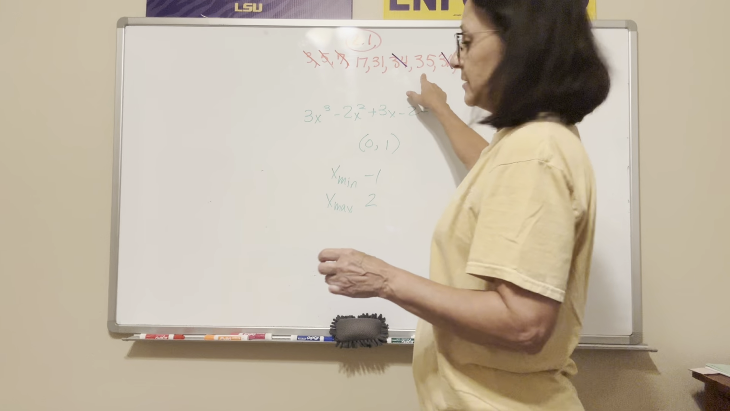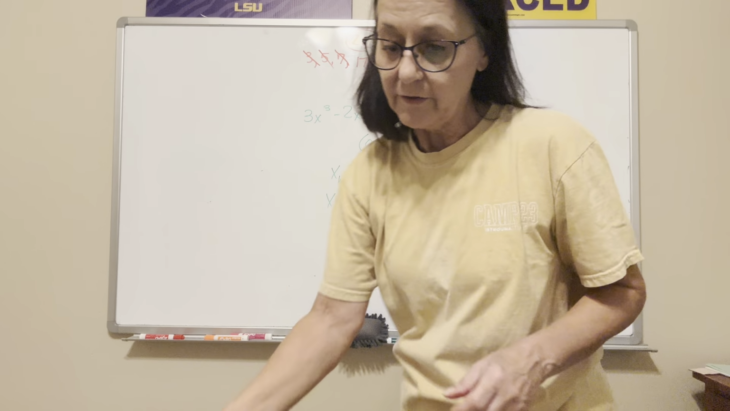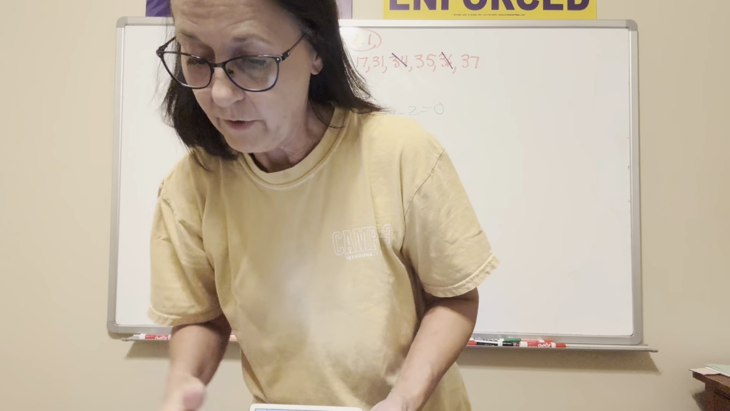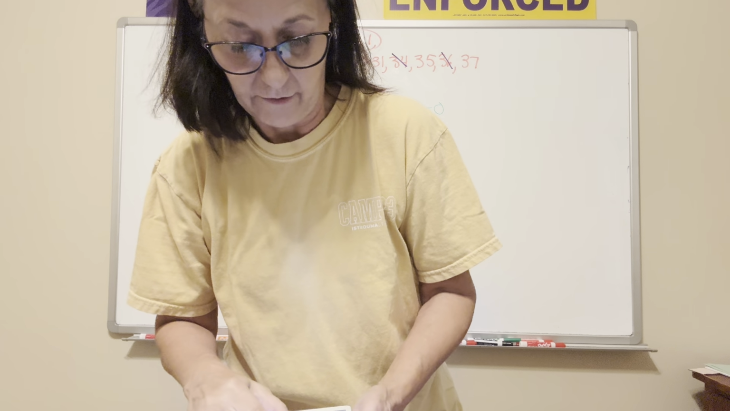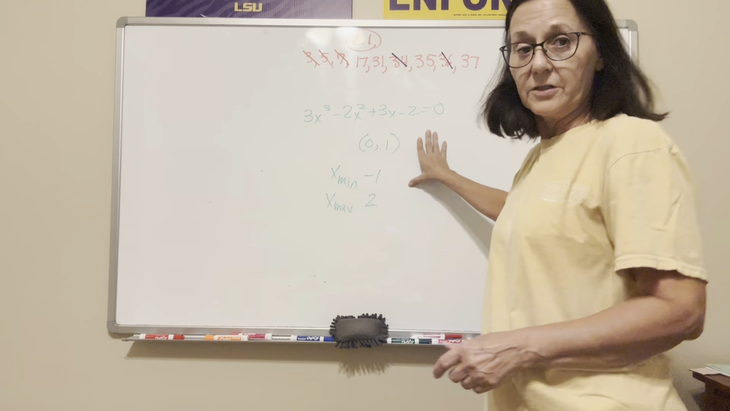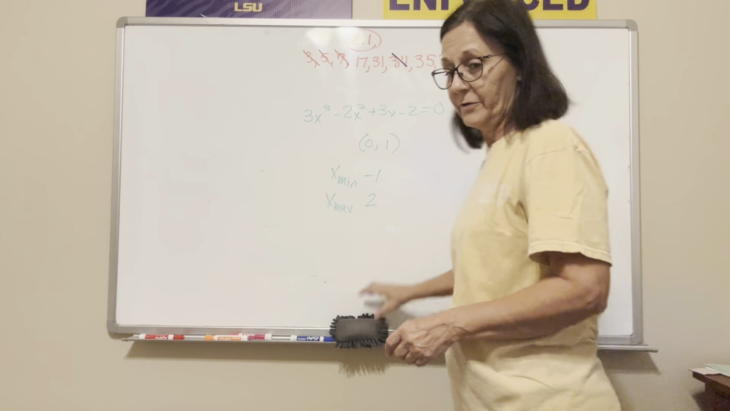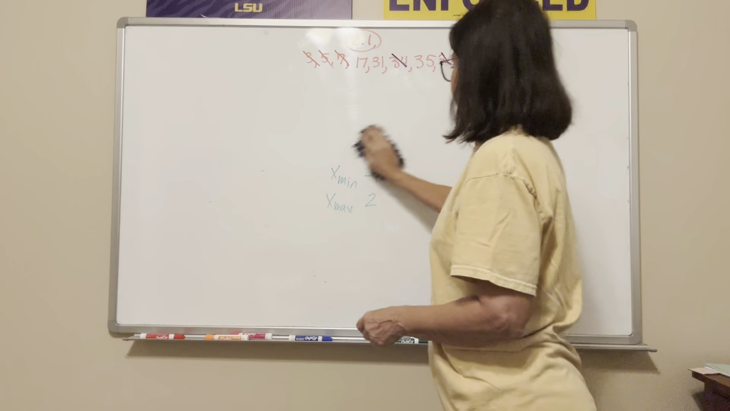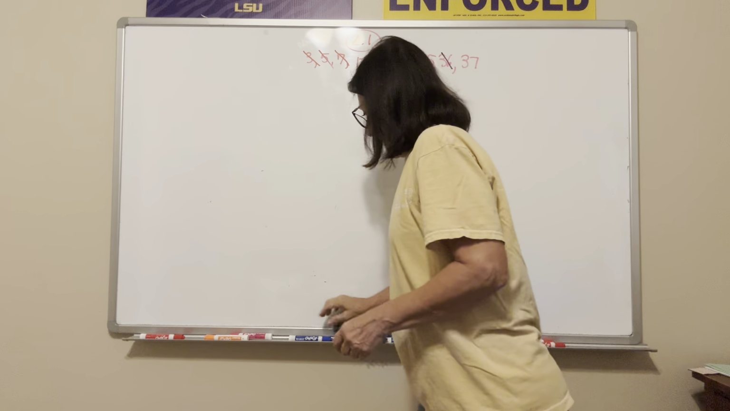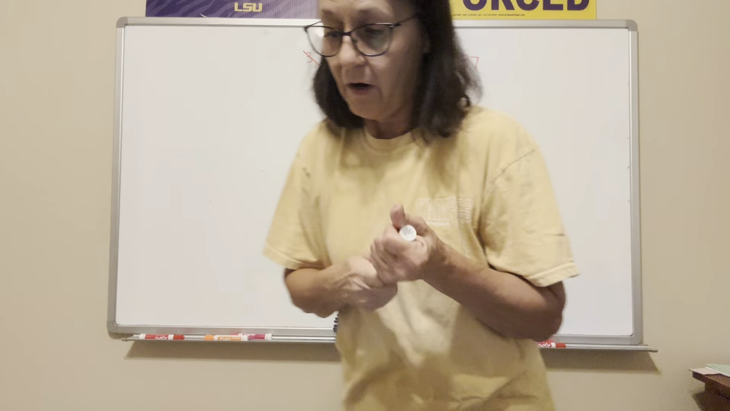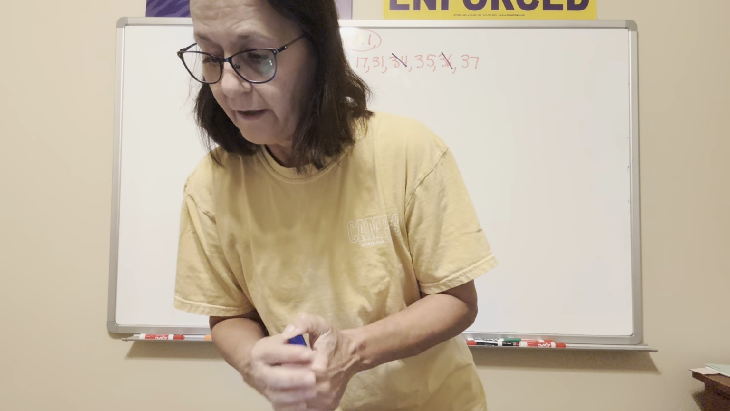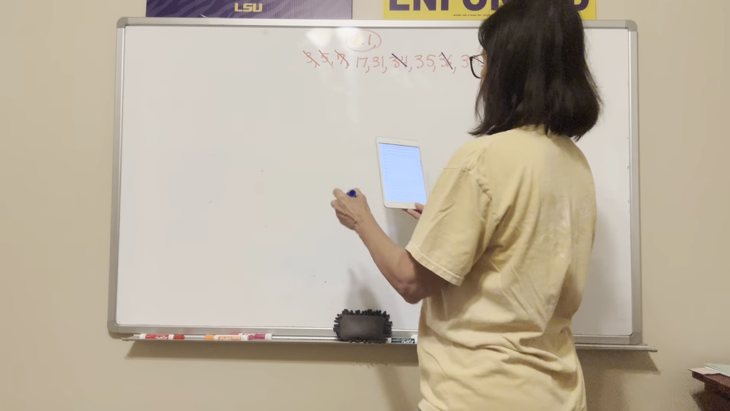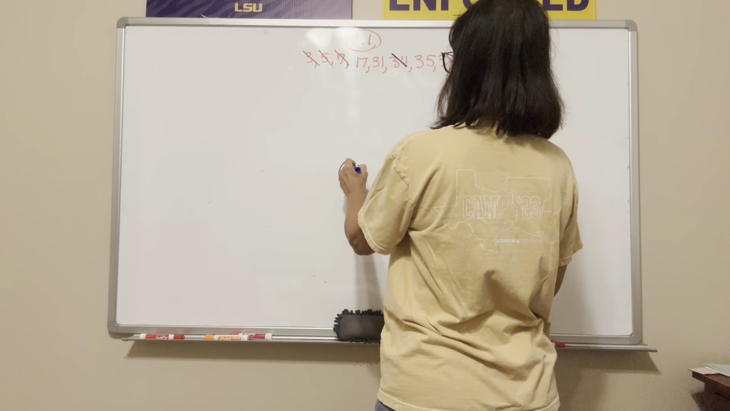X is 2/3. Was that 37? No, 37 is like it. So this one, the solution is x equals 2/3. I wouldn't write 0.667 because we know that that is the same as 2/3.